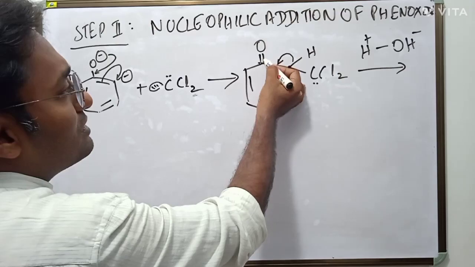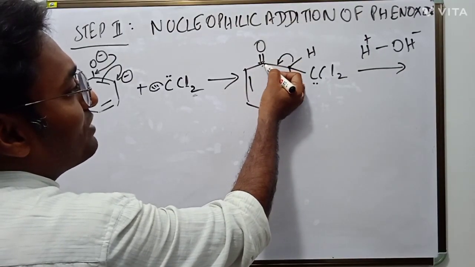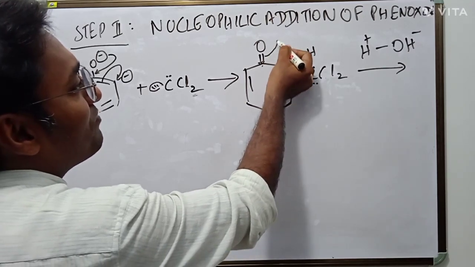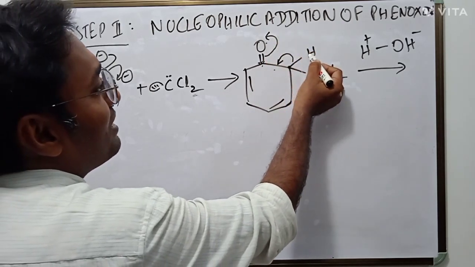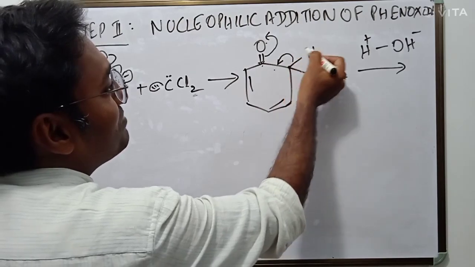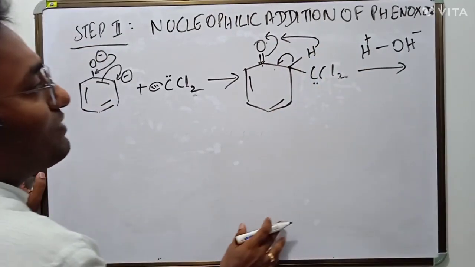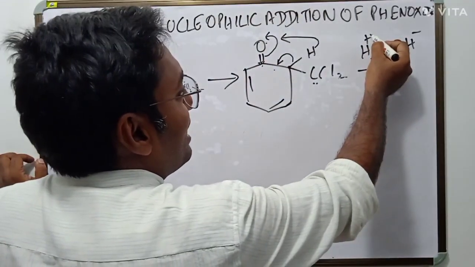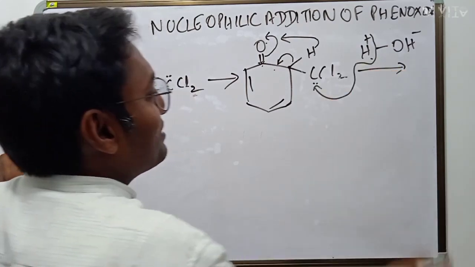4 pi electrons. Actually benzene has 6 pi electrons, so it requires a pair of electrons. So this pair of electrons goes here. When this pair of electrons goes here, the carbon here becomes bonded to 5 atoms, so it is an unstable condition. So this pair of electrons jumps here. When this pair of electrons jumps here, and this H plus which goes out, when this pair of electrons comes here, that H plus comes here.